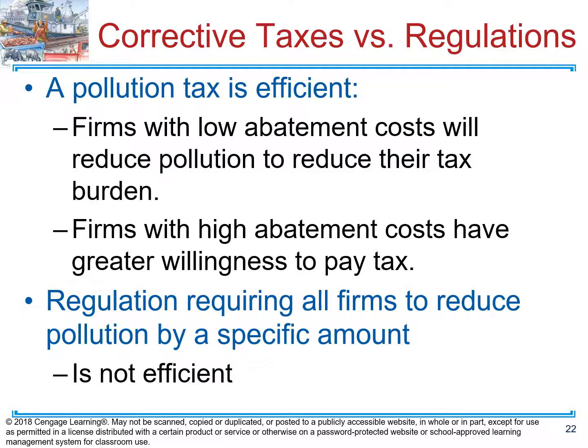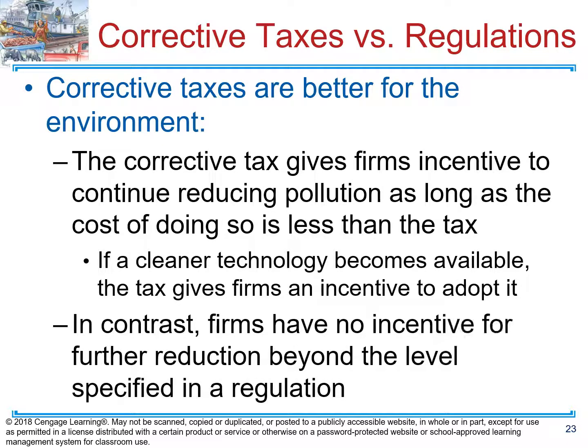If all firms must reduce emissions by a fixed amount or a fixed percentage, then abatement is not concentrated among firms with the lowest abatement costs, and so the total cost of abatement is higher. Corrective taxes are better for the environment. The corrective tax gives firms an incentive to continue reducing pollution as long as the cost of doing so is less than the tax. If a cleaner technology becomes available, the tax gives firms an incentive to adopt it. In contrast, firms have no incentive for further reduction beyond the level specified in a regulation.